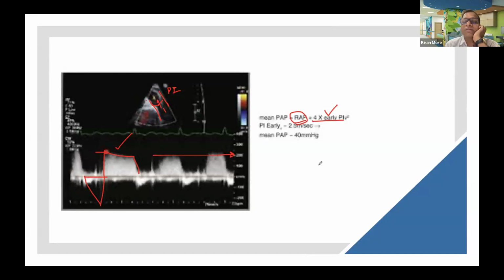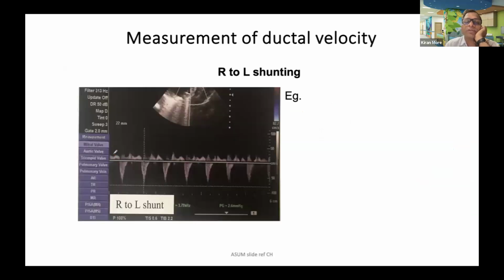Okay, so that gives you a gradient. So PR Vmax: 4V square plus RAP. Now there's one more way. If you have a right to left shunting across the PDA, complete right to left, there is hardly any left to right, then you can also do a weak pressure measurement here.